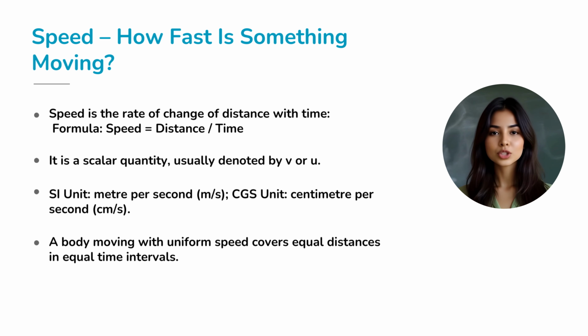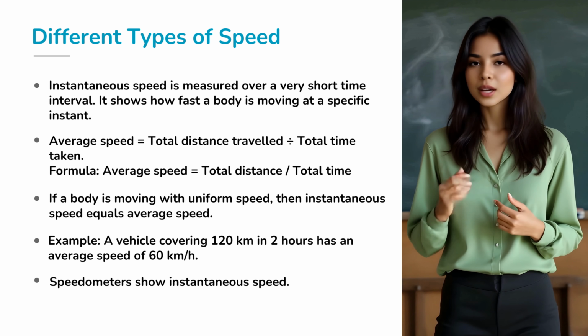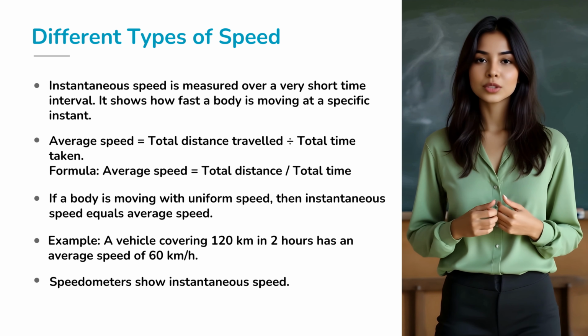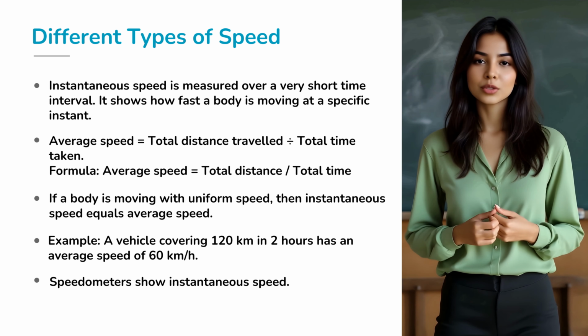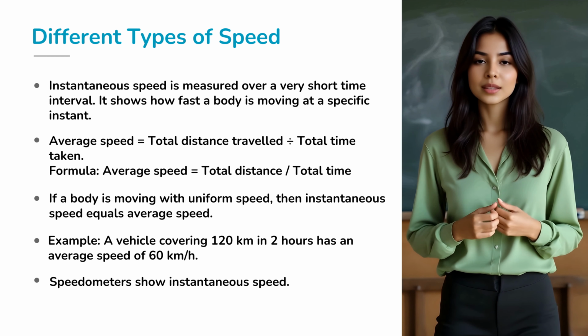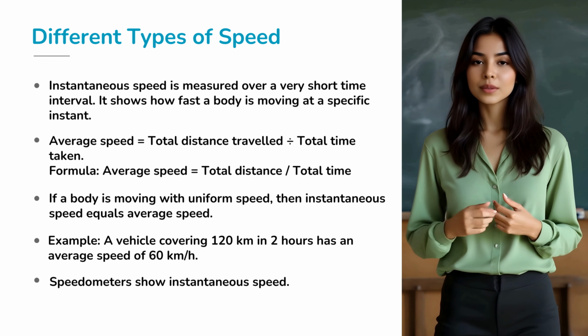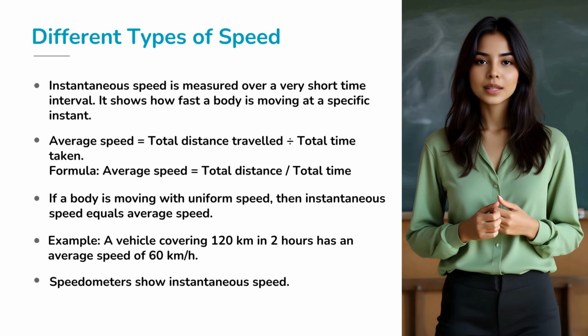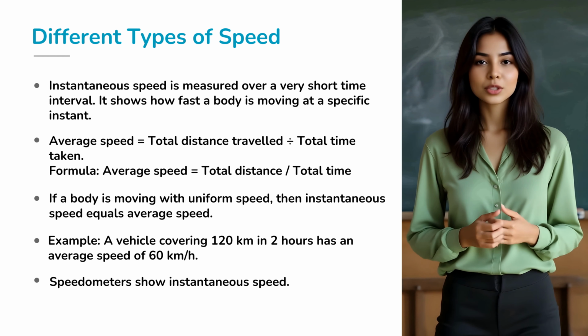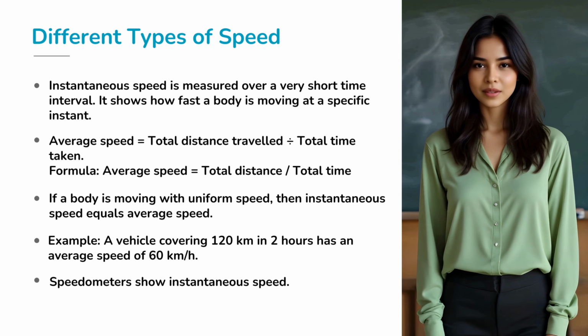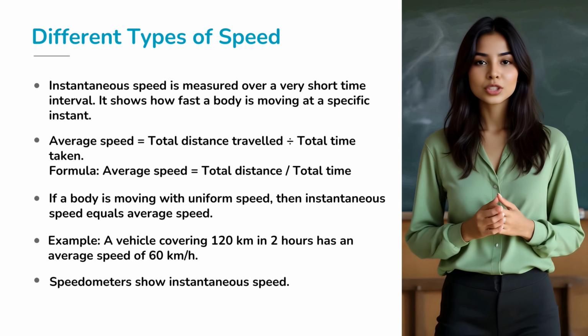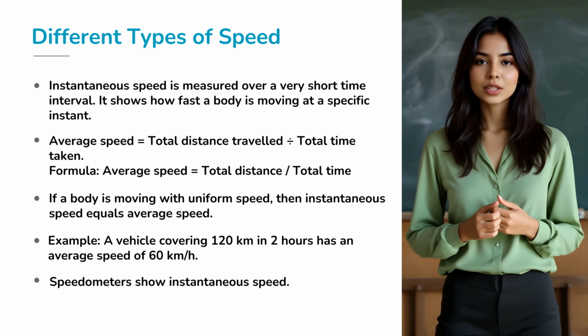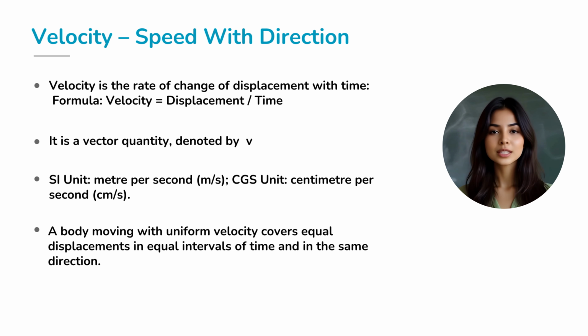It is average speed equals total distance traveled divided by total time taken. Say you travel 150 kilometers in 3 hours. Your average speed is 150 divided by 3. That is 50 kilometers per hour. If the motion is uniform, instantaneous speed equals average speed, but in real life, vehicles often accelerate or slow down, making the two different. Let's now introduce velocity.